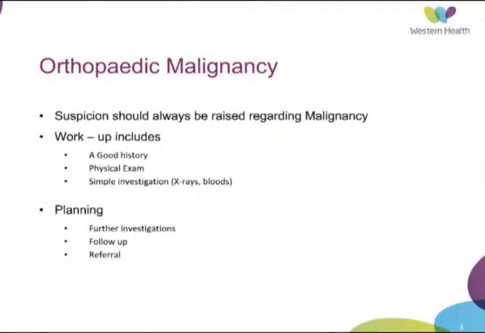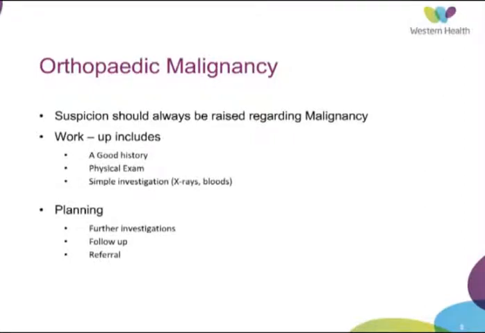So starting with orthopedic malignancies, we always have to be very aware and cautious whenever someone turns up in our rooms with pain, which seems to be the most common presenting symptom of malignancy. A couple of things to note: primary malignancies present normally in people under the age of 40. The history is very, very important, and age is the most important criterion. So we'll go through a history, a physical exam, then simple investigations, and then how to plan and refer further on.